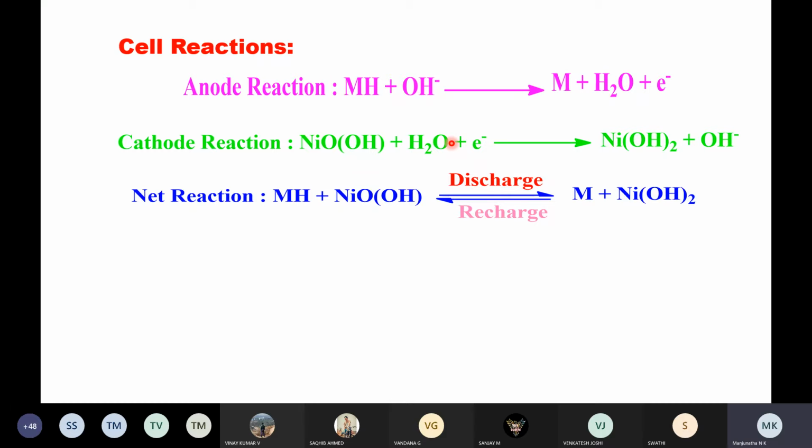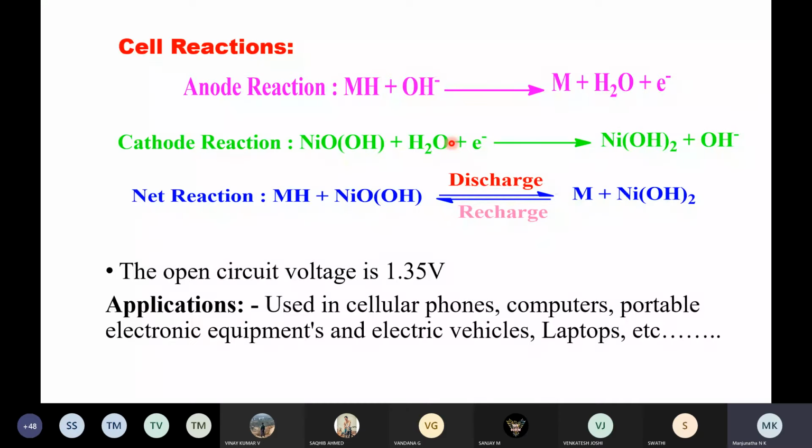Is it clear? Coming to the output of this nickel metal hydride battery, it shows 1.35 volts of output, and coming to some applications, it is used in cellular phones, computers, portable electronic equipment, electric vehicles, laptops, etc. These are some applications of the nickel metal hydride battery. This is the first example of secondary batteries, that is, the construction and working of the nickel metal hydride battery.